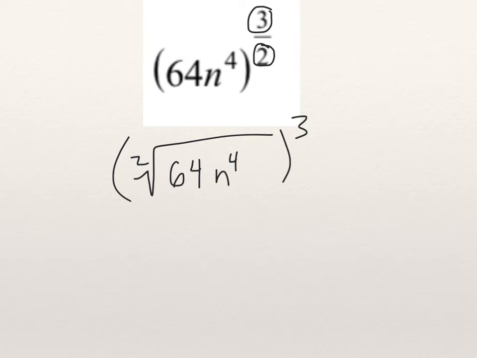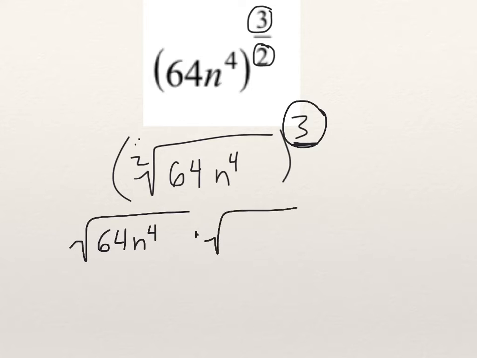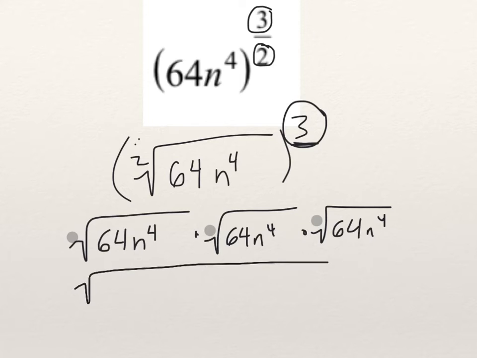So just like we did for the last one, this exponent means that we can write what's inside 3 times. Since this number is 3, we're multiplying it by itself 3 times. So we have square root of 64 n to the 4 times square root of 64 n to the 4 times square root of 64 n to the 4. And since all of these have the same index out front, which is that 2, we can write it all under the same square root.